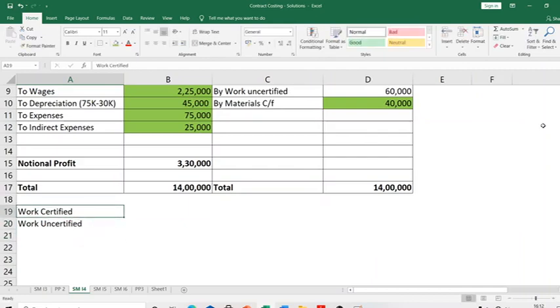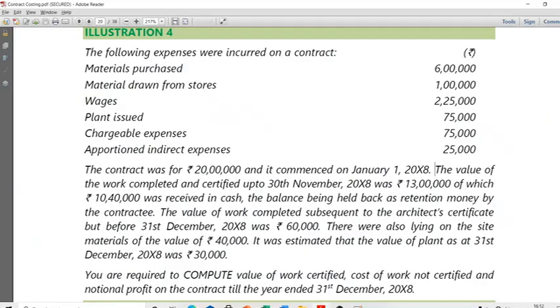We'll spend some time to understand both of these. Work certified, what that means, we have already had a discussion. We're going to apply it right now in a problem, but work uncertified, what it is, we have to discuss for the first time right now. I'll explain that. See, has the question told you what the entire contract value is? Yes, the contract was for 20 lakhs. See, this year you should recognize some amount of revenue, right? Now, how do you recognize some amount of revenue this year?